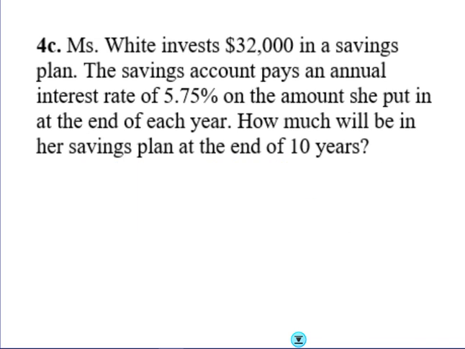All right. So for C is the same process. Read through the problem again, find out what the original amount was, identify how much she's getting paid in interest, and calculate how much will be in her savings plan at the end of 10 years. You're going to do this one on your own, and this is the one that's going to be graded for accuracy.